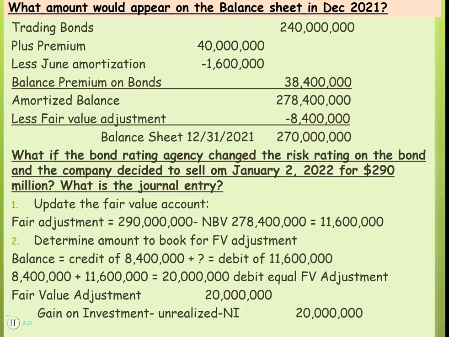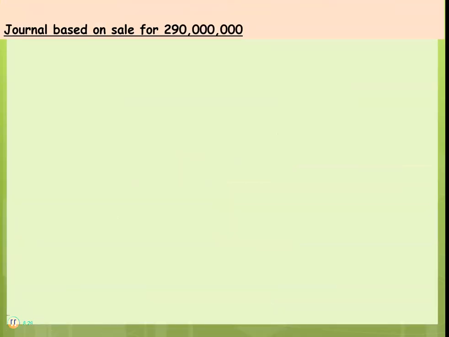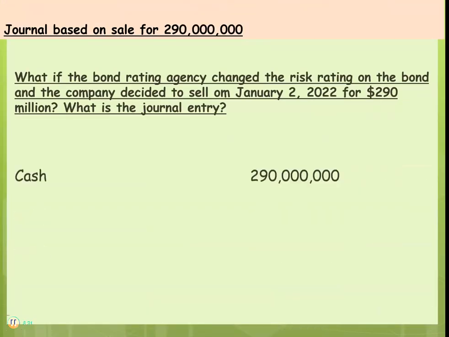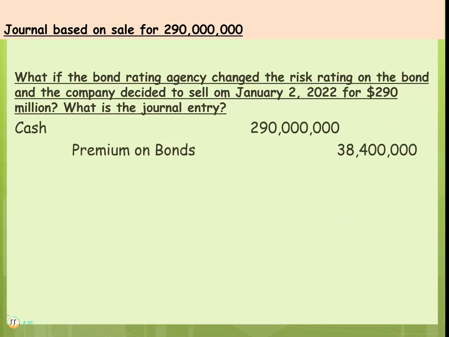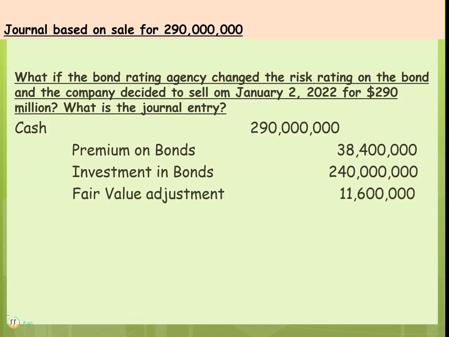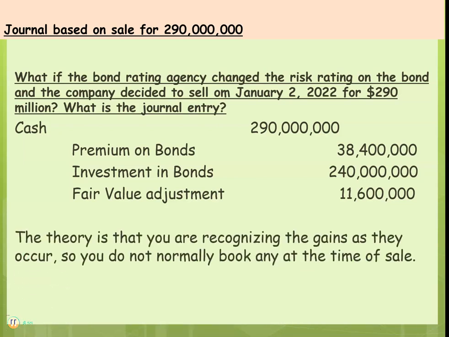Now, what's our journal entry going to look like when we sell it? So first, we're going to book the cash received. We're going to take the investment off the books. We're going to take the premium on bonds off the books. And we're going to take the fair value adjustment. If you notice, we're not booking any gain at this point like we did with held to maturity, because it assumes we recognize the gain during the period we hold them.